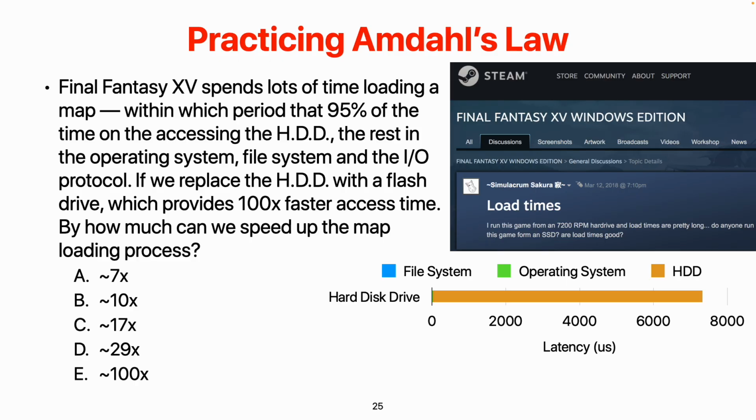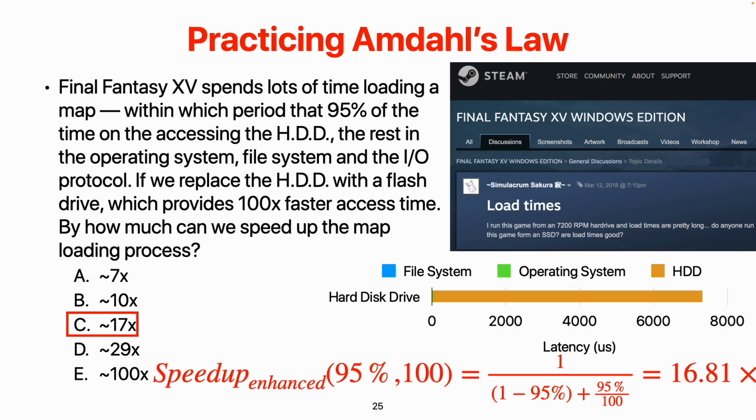Yeah. The 1 over 1 minus. Okay, how does it work? So I just plugged it into 1 over 1 minus alpha, which is 0.05, and then plus 0.95 over 100. Yeah, like that. Okay, so this is how we get it, right?